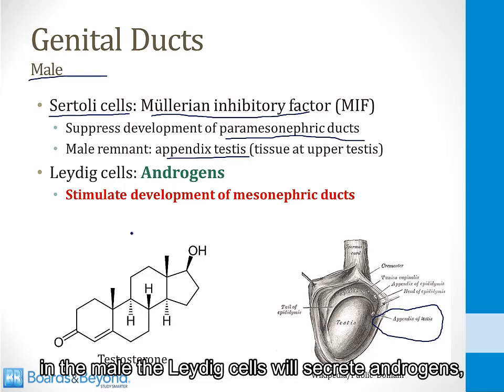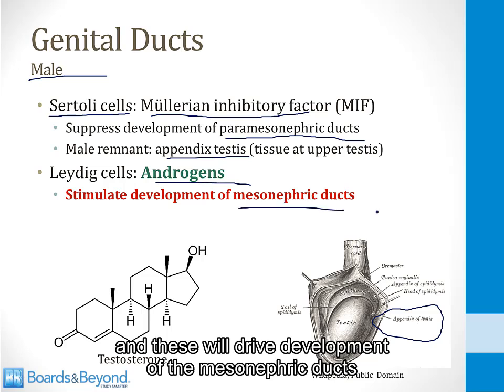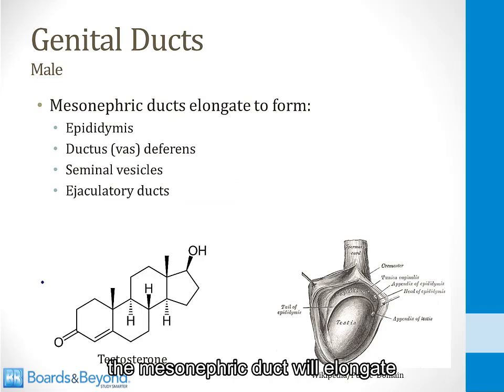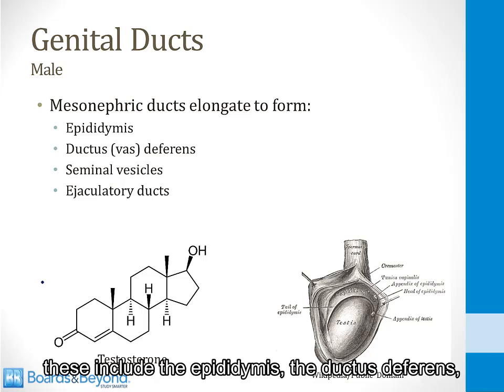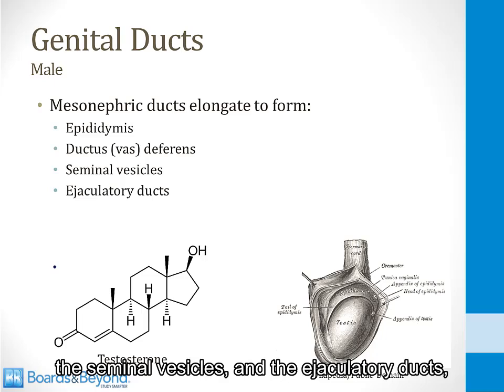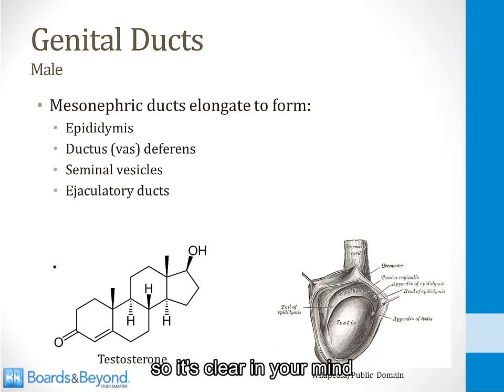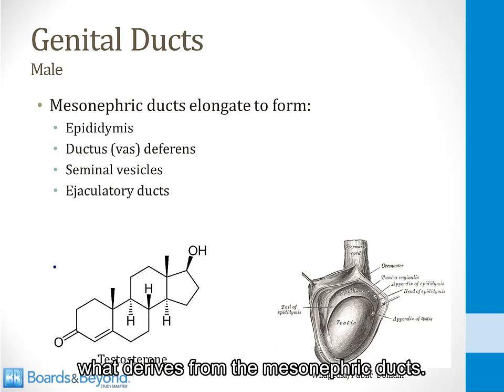In addition, in the male, the Leydig cells will secrete androgens, and these will drive development of the mesonephric ducts into male structures. And in the male, the mesonephric duct will elongate to form several key internal structures. These include the epididymis, the ductus deferens, the seminal vesicles, and the ejaculatory ducts. And in the next few slides, I'll go through each of these structures so it's clear in your mind what derives from the mesonephric ducts.